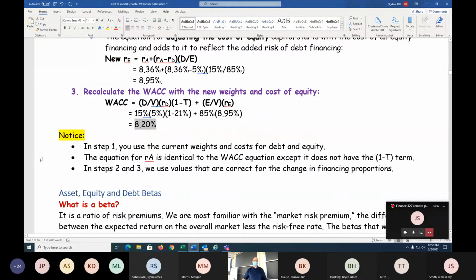The equation for RA is identical to the WACC, except it does not have the 1 minus t term. And finally, steps 2 and 3 use values that are correct for the change in the financing proportions.